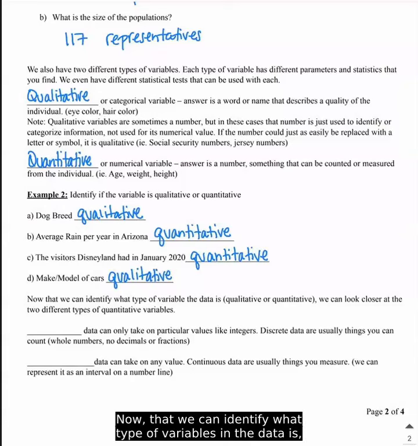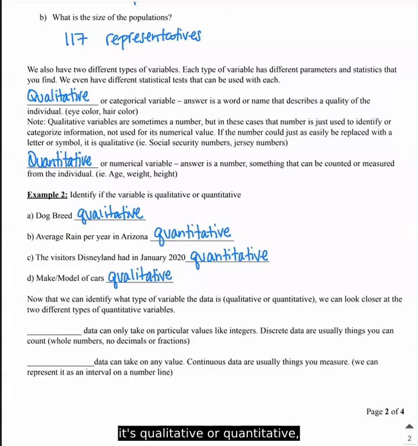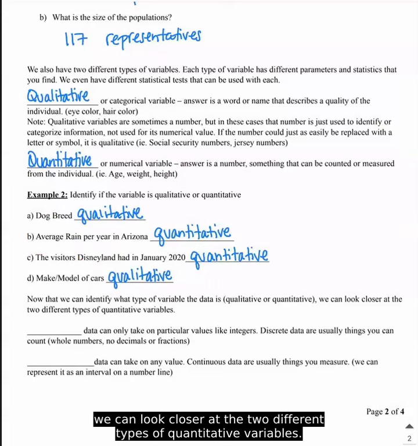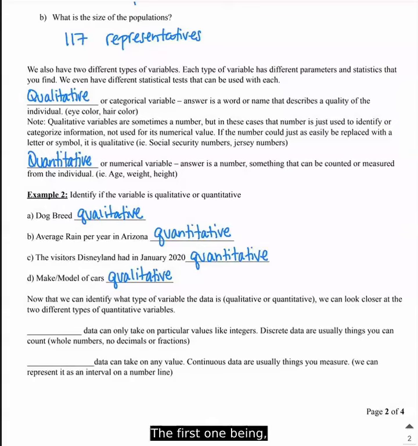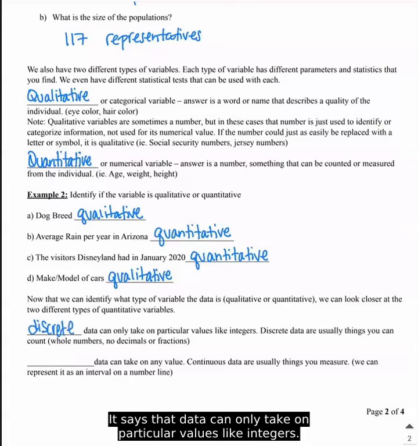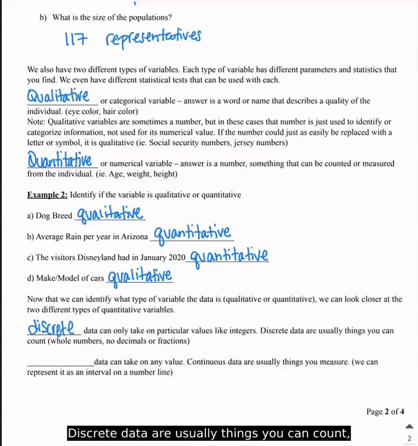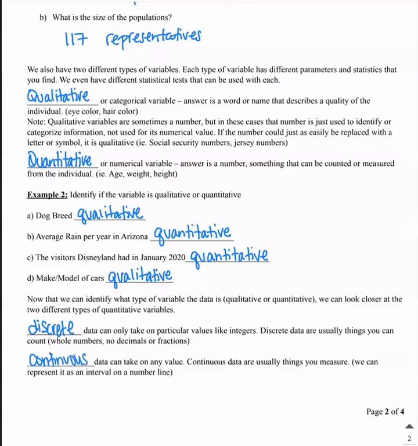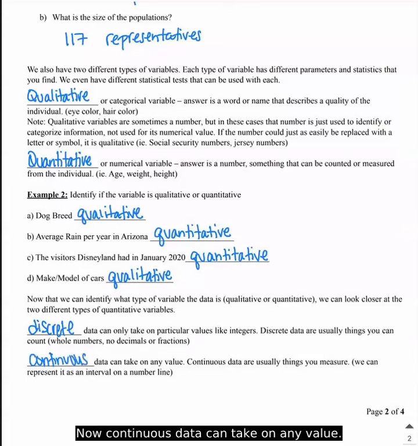So now that we can identify whether the type of variable in the data is qualitative or quantitative, we can look closer at the two different types of quantitative variables. The first one we call discrete. Discrete data can only take on particular values like integers. Discrete data are usually things you can count, whole numbers, so there are no decimals or fractions. The other one is continuous. Continuous data can take on any value. Continuous data are usually things you measure, so we can represent it as an interval on a number line. This could have decimals, fractions.